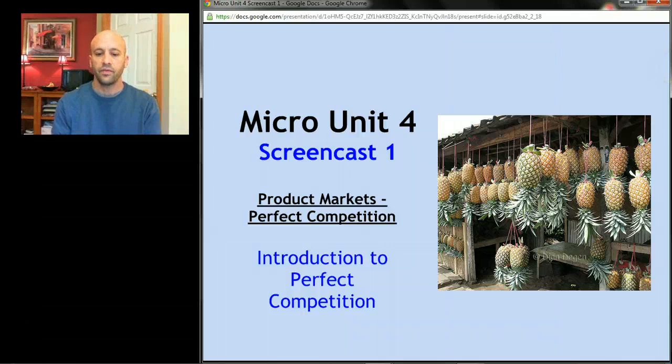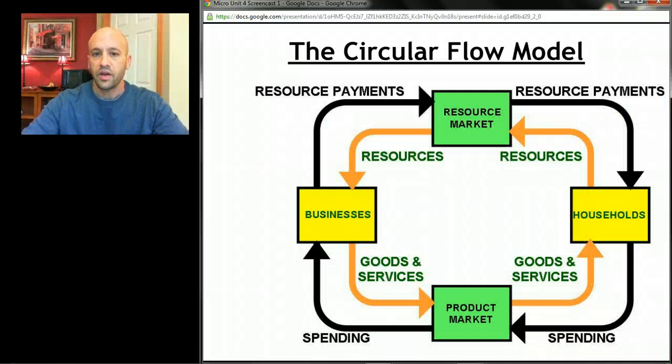Okay, Micro Unit 4, Introduction to Perfect Competition. Let me show you where we're going in this unit. To do that, I'm going to bring you back to this circular flow diagram that we saw back in Unit 1. And you remember this is a simplistic view of how market systems work. So you'll remember there are businesses and households, and we interact with each other in two places, the resource market and the product market.